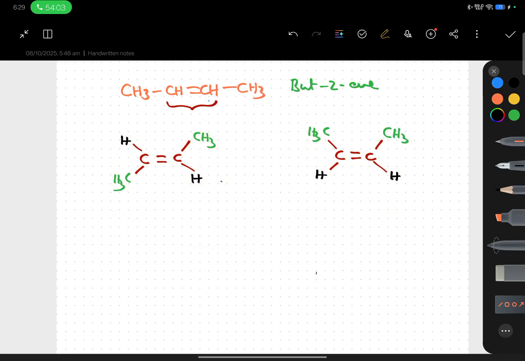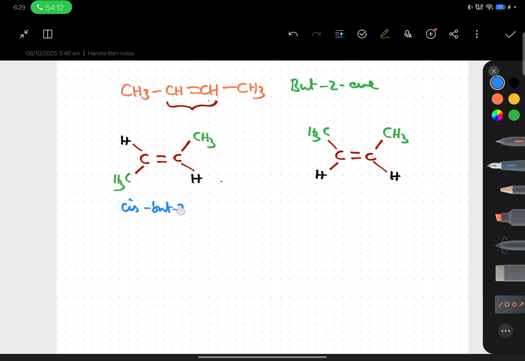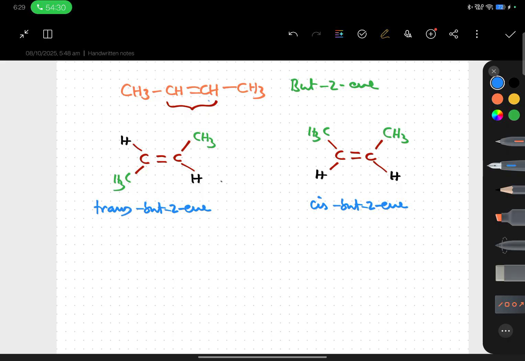So what do you call this? Both of them are butene, of course. This is called cis-butene. Cis means same side. This is trans-butene. So very simple. Remember, among the two, which is stable? This is more stable.